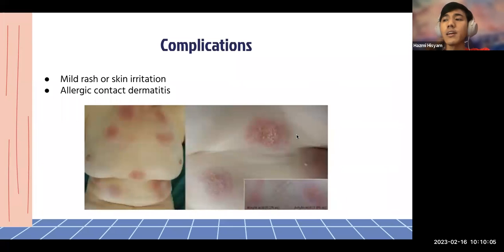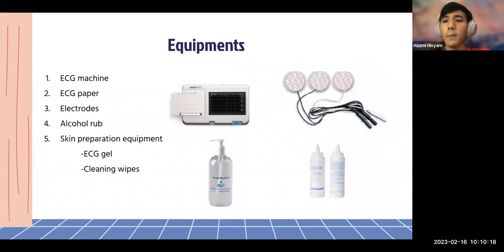So these are among the complications that can occur in ECG, which is mild rash or skin irritation, which can be caused by contact dermatitis, either to the gel or the metal itself. Next.